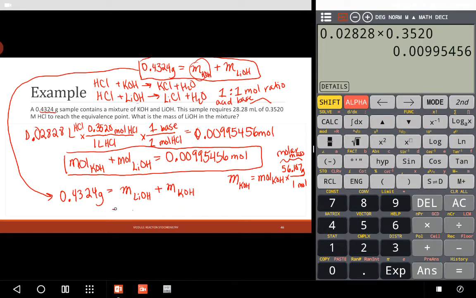So I can take my mass of lithium hydroxide, and instead of writing mass of potassium hydroxide, I can instead write moles of potassium hydroxide times the molar mass of 56.107 grams per mole. Now that might not seem like it helps us very much, but it does, because now we're one step closer to getting rid of this moles of potassium hydroxide using this molar relationship.